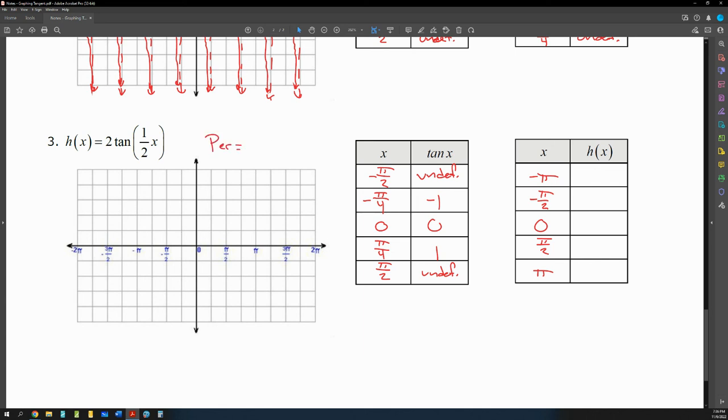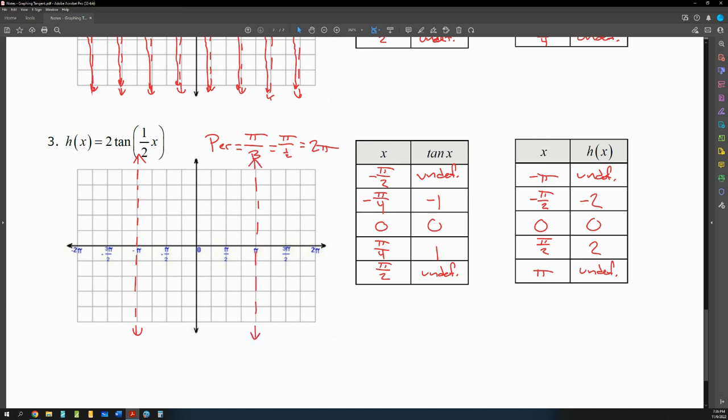So you might be able to tell already that our period is going to be equal to pi over 1/2, or pi divided by 1/2, which is 2 pi. And we can double check that from our table of values here. We have from negative pi to pi has width 2 pi units. Okay, 2 pi radians. So then our h of x values are all going to be doubled. So we have undefined, -2, 0, 2, and undefined. Okay, so we have vertical asymptotes at negative pi and pi.